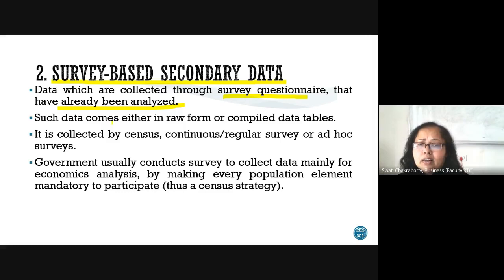Next is survey-based secondary data, which is collected through survey questionnaires that have already been analyzed. Now, this data comes either in raw form or as compiled data tables collected by census, continuous or regular survey, or ad hoc surveys. Government usually does surveys to collect data mainly for economic analysis, where they make it compulsory that every person has to participate in it. So which becomes a what? It's a census strategy.